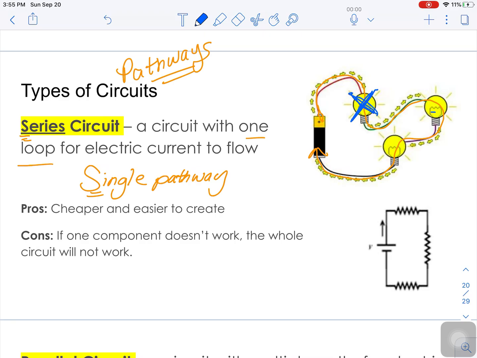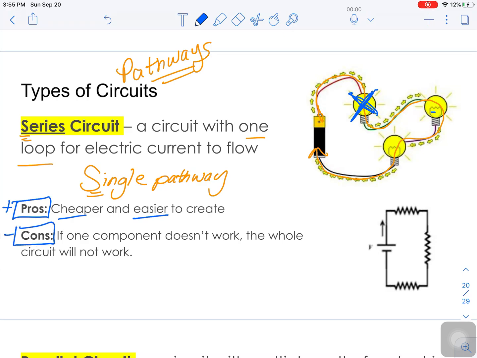Well, if that's the case, it's because the type of lights you had were series circuits. Now, a pro or a positive thing about having series circuits: they're cheaper, they're easier to create. Later on this week when we build them, it's real easy to build series circuits. You just make one pathway.